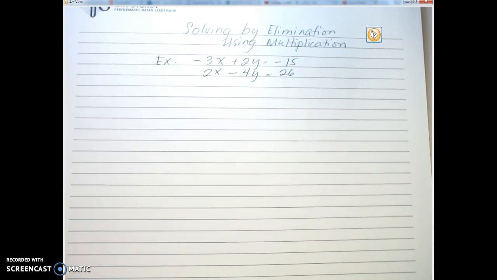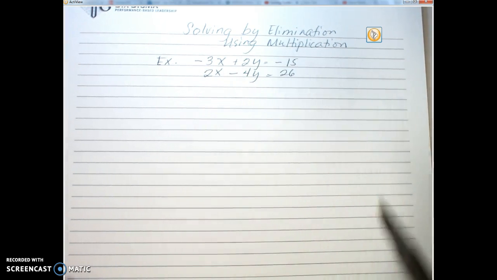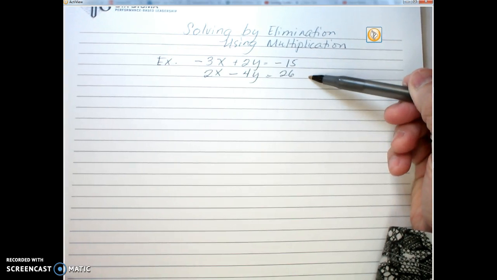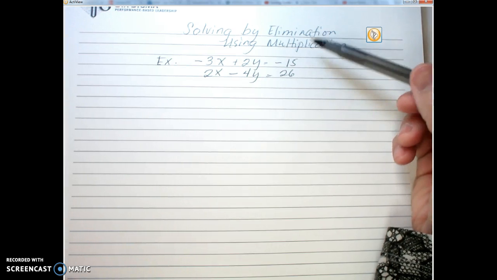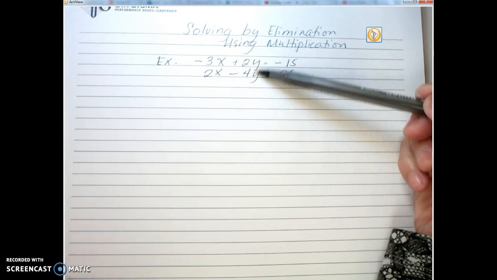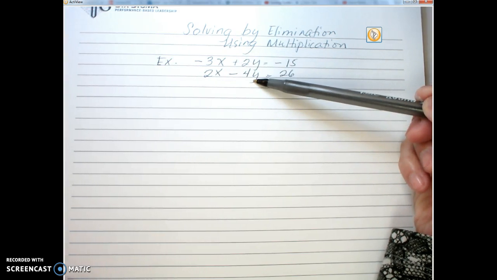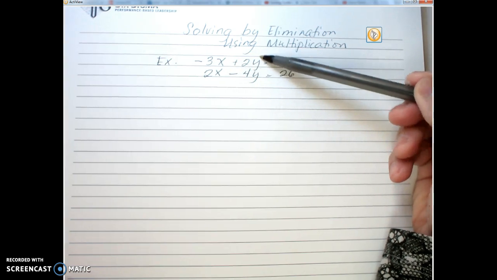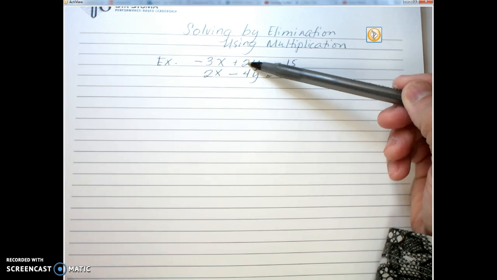We are now going to continue our discussion on solving by elimination, this time using multiplication. So for our example, we have negative 3x plus 2y equals negative 15 and 2x minus 4y equals 26. So let's see. We want to eliminate a variable, but there's nothing here outright that we can cross out and eliminate, whether by adding or by subtracting.